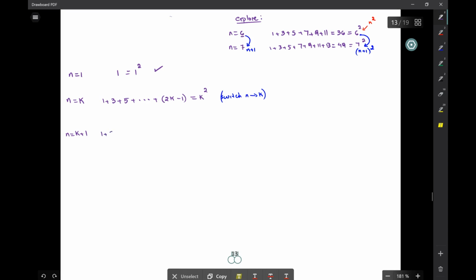Okay, so let's see how we did that. So it'll be 1 plus 3 plus 5 plus ... plus 2k minus 1. This is what I have, right? Have I changed anything? No. Now to this, I'm going to add one more term. The term I'm going to add is 2k plus 1 minus 1. You see what I did? Okay. Now, equals k squared.